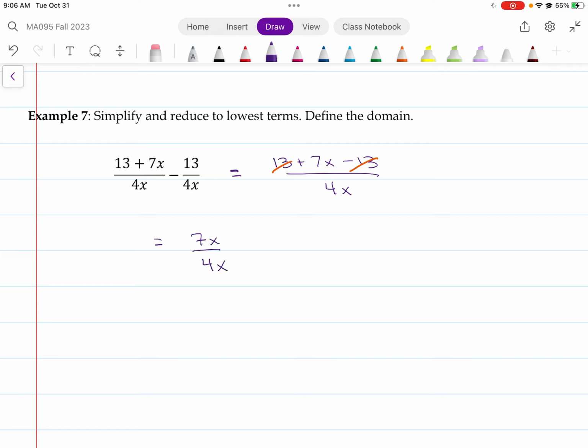And now what? Now what happens? Hopefully you see that the x's cancel out. x over x is just 1. So we get 7/4.